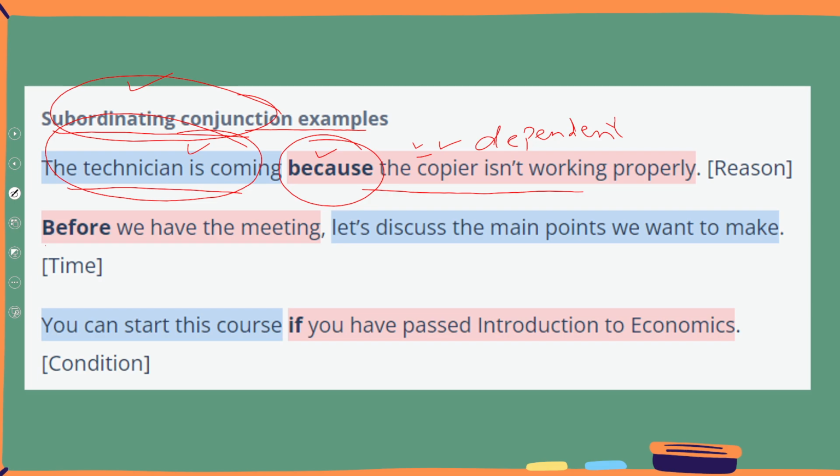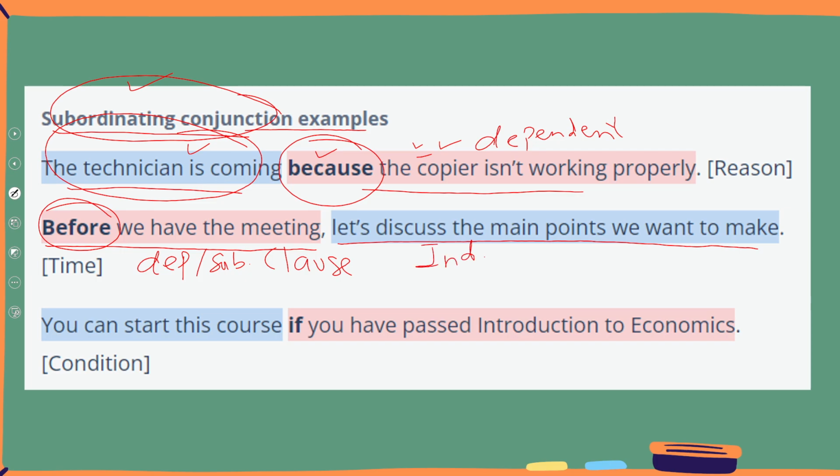Another example is before we have the meeting. Students, I would like to ask you, is it a dependent clause or an independent clause? Very good. This is a dependent clause because we have our subordinating conjunction over here. So you can call it a dependent clause or subordinating clause. And this part is understood on its own. Let's discuss the main points we want to make. Does it make sense? Hence, this is independent clause or main clause.